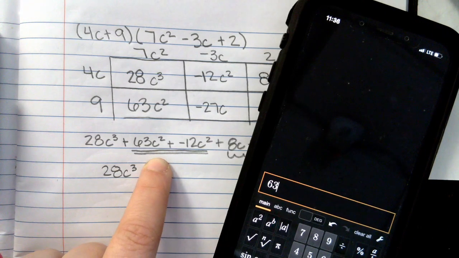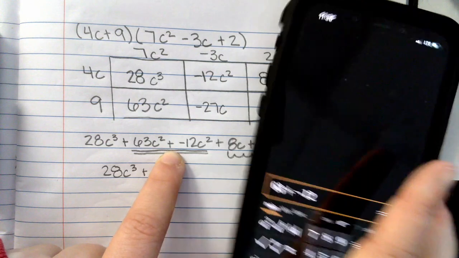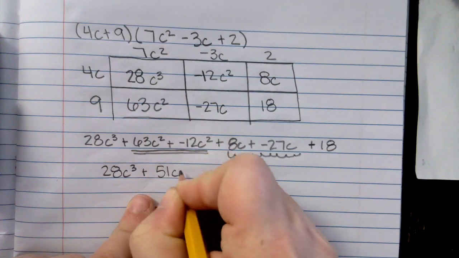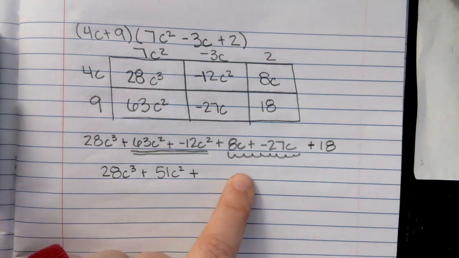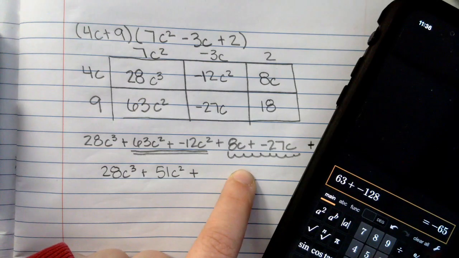Plus, now I have to combine these c's. Are you sure? I don't believe you. I do believe you. Negative 19c. It had nothing to do with the calculator. I just changed my mind and thought you were believable. Plus 18. And there's our final answer.